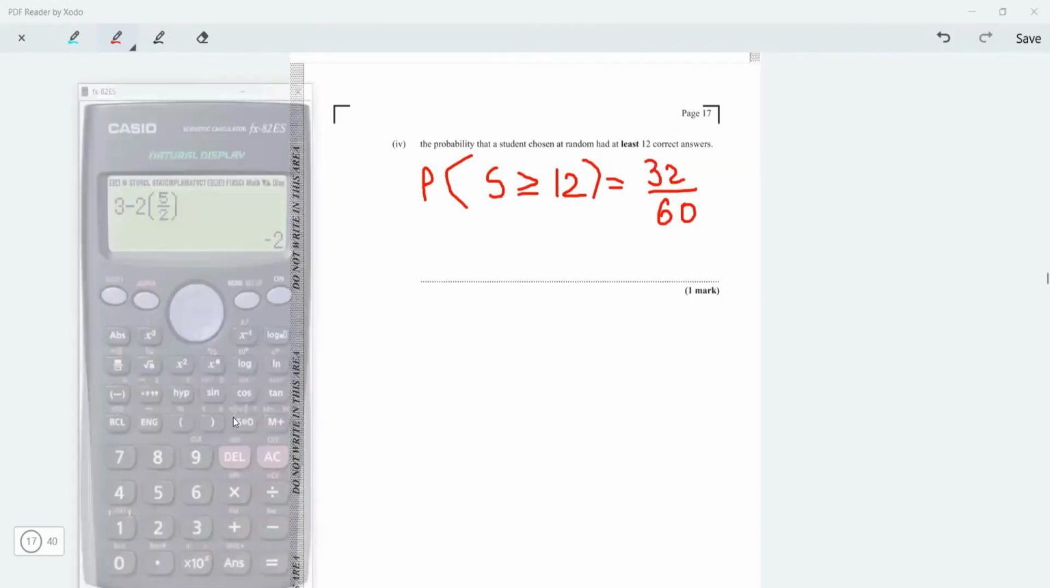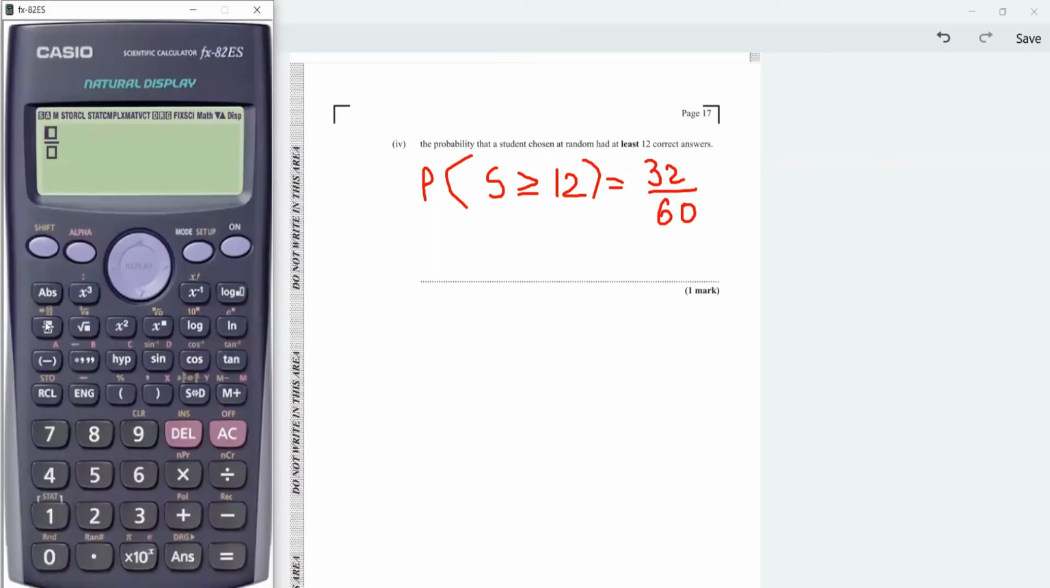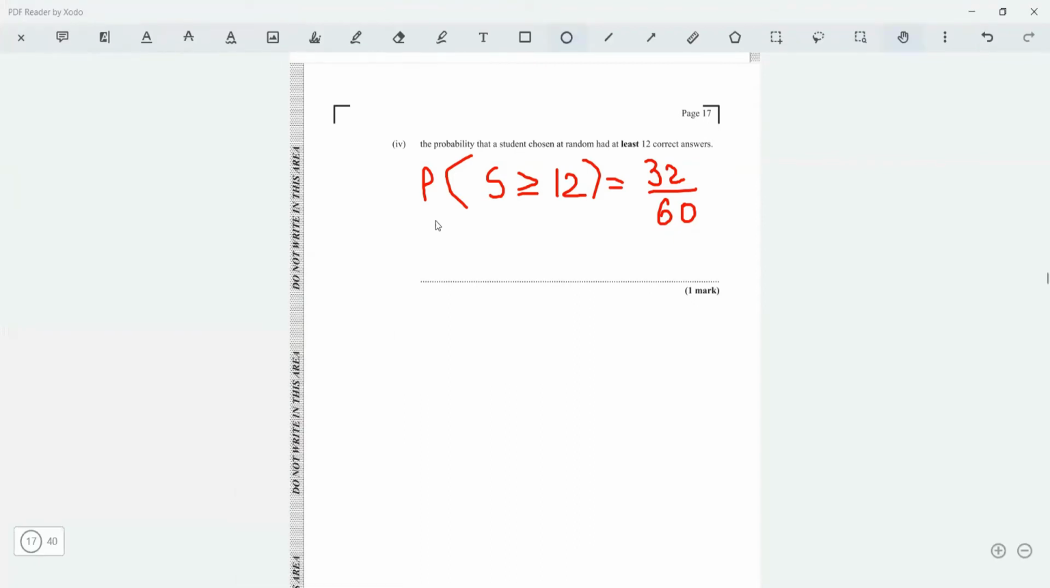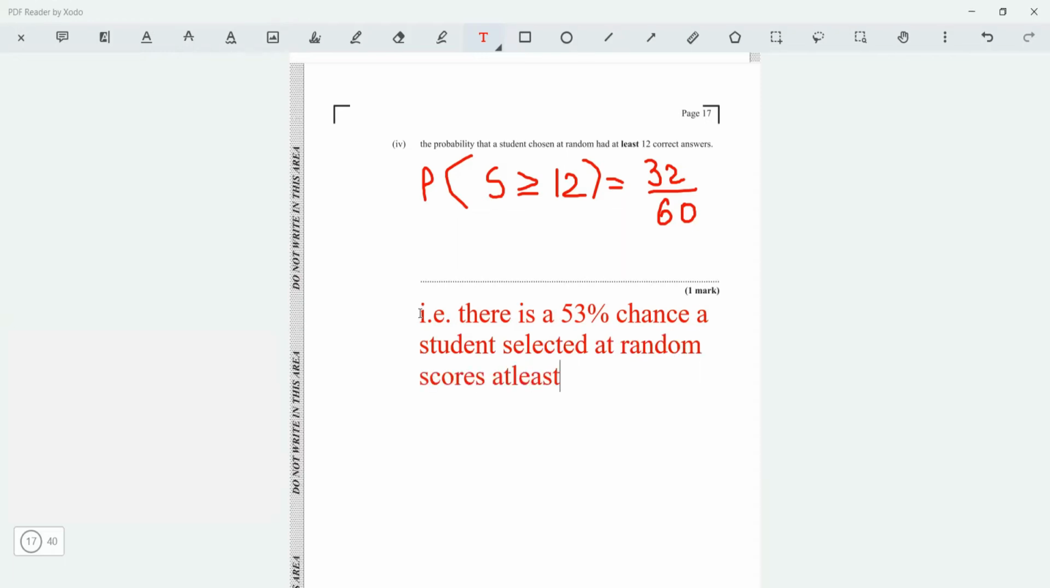Just to put that in a calculator so you can give a nice answer, 32 out of 60, you can actually tell them that the probability is 0.53. To tell them in percentage, there is a 53% chance that a student at random scores at least 12 out of 15 on the exam.